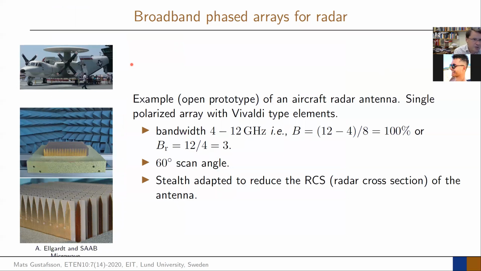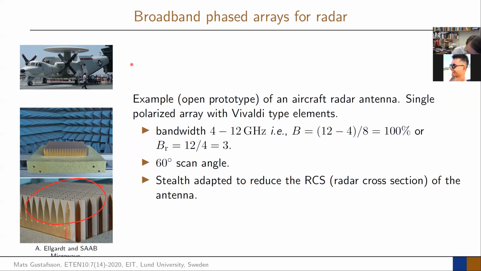Other types of arrays: basically all airplanes have array-type antennas, or radar antennas at least. In many cases, in modern ones, there are arrays. In older ones, there were not arrays inside of them. So this is one array antenna. You can see a photo here.